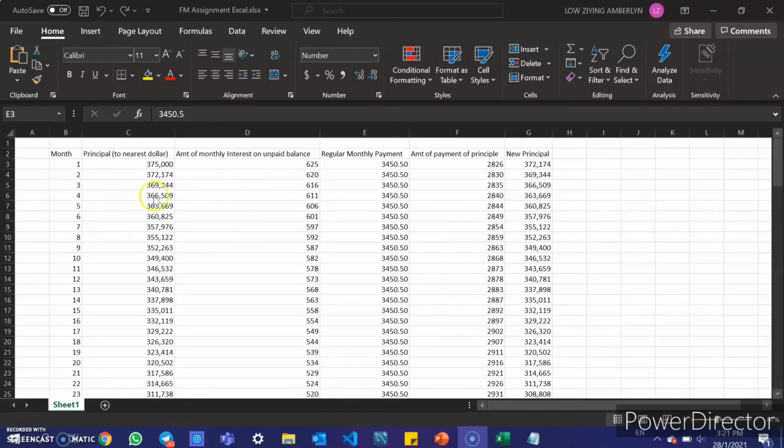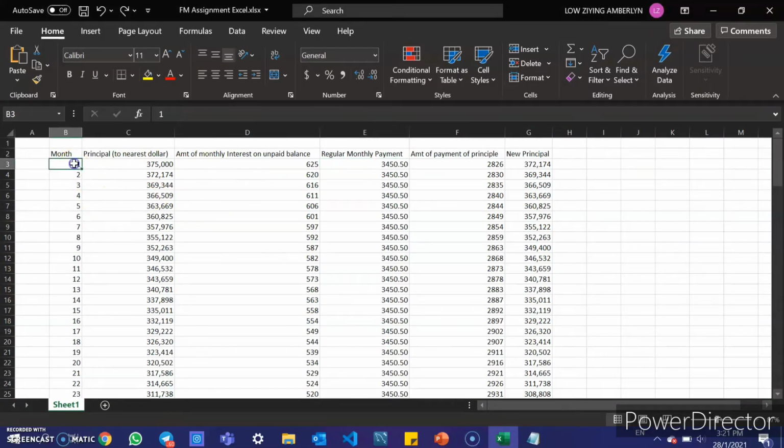This is the loan repayment table. For the first month, I started with inputting the value of $375,000 as the principal, which is the 75% remainder of the cost of the flat after the down payment. The amount of monthly interest on unpaid balance would be the interest rate of 2% of the principal. Hence, I use a formula which is equals to 0.02 divided by 12, which is the 12 months of the year, multiplied with the principal, C3.